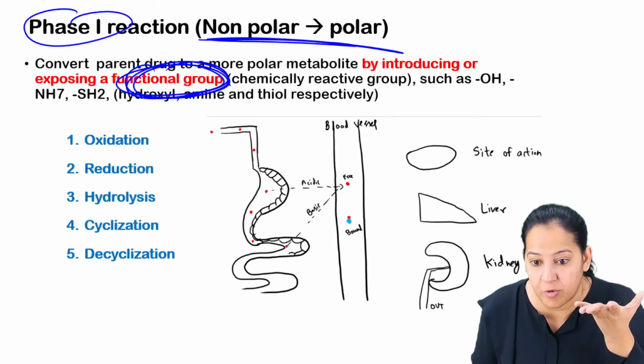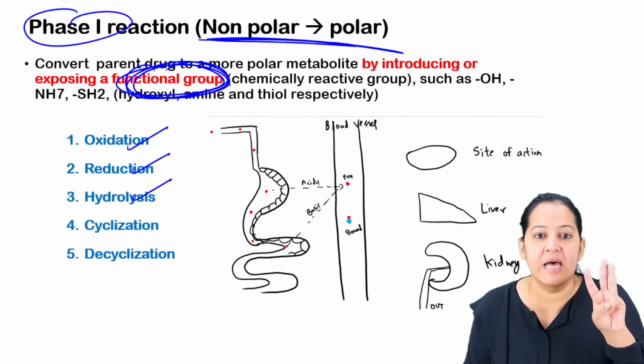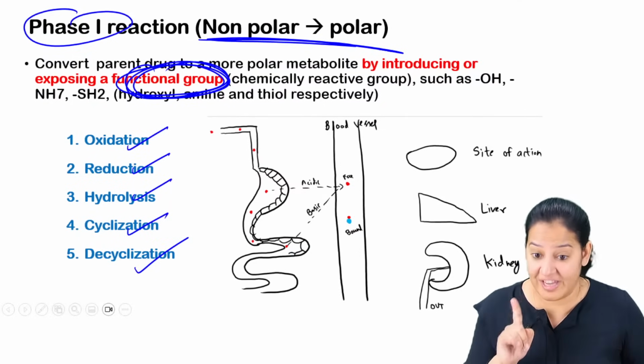By exposing functional groups. There are 5 methods by which we can do so: oxidation, reduction, hydrolysis, cyclization, decyclization. This is phase 1.